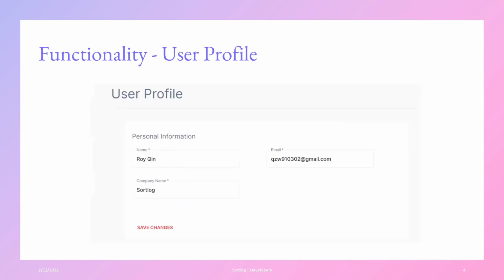Next page. And then the next function is about the user profile. In the user profile, the user can check their personal information, such as name, email, and the company name. And also, the user can change the information at any time. Next.